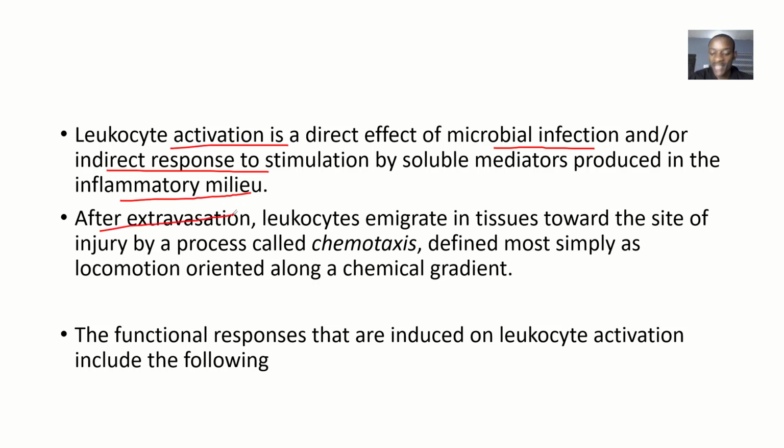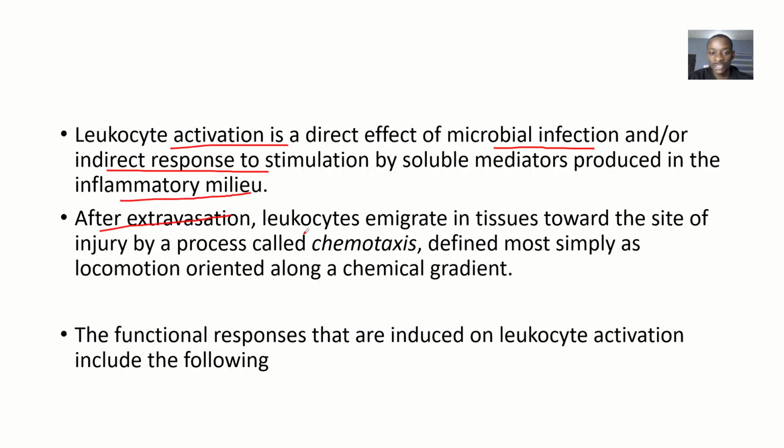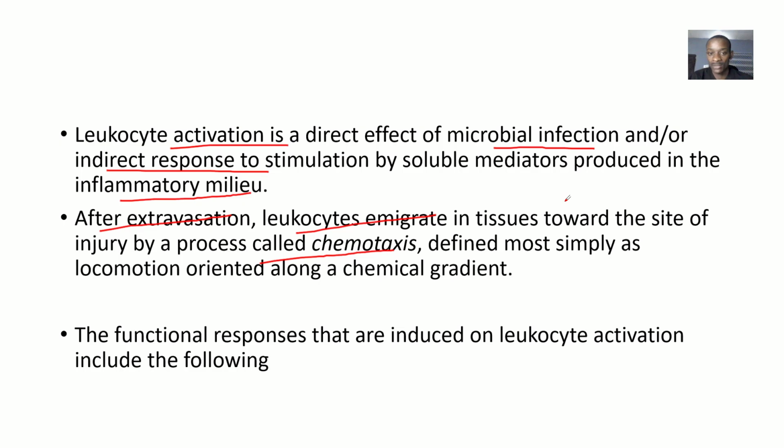So now after extravasation, after they have moved, leukocytes migrate in tissues towards the site of injury by chemotaxis. And chemotaxis is basically attraction by some means of chemicals. So they are being attracted to the site of inflammation by some chemicals. This is defined most simply as locomotion which is oriented along a chemical gradient.